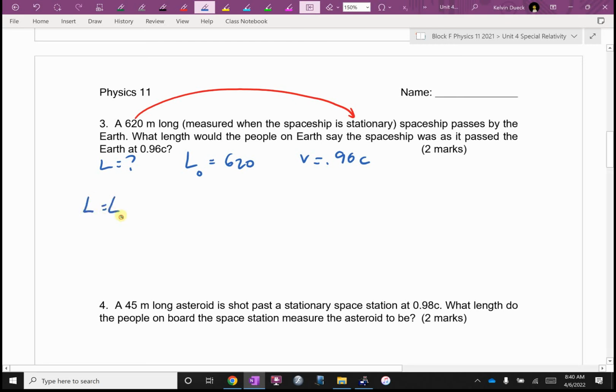L equals L0 times that. So it's going to be 620 times the square root of 1 minus 0.96c over c all squared.